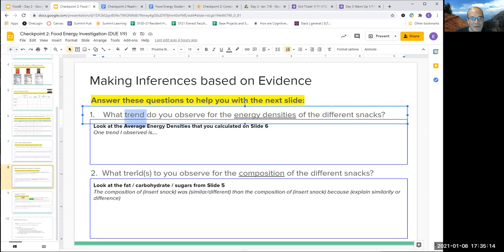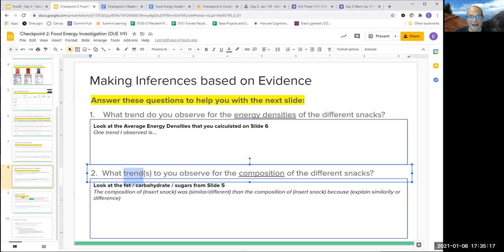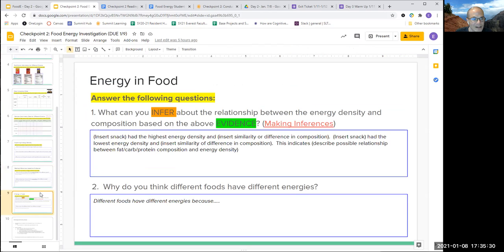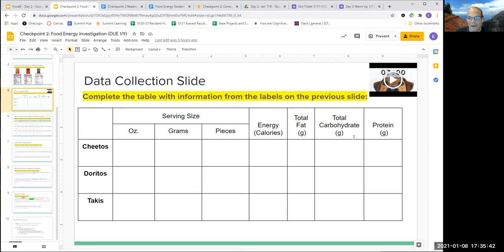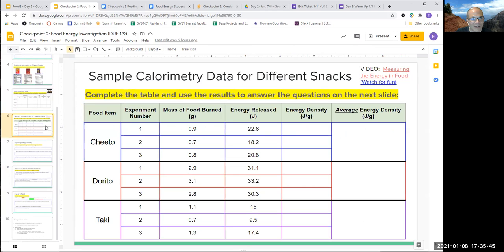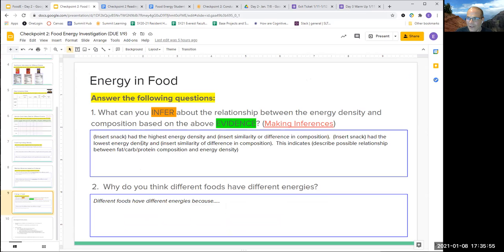And we're asking about trends or just patterns that you see in the calculations that you did or in the data that you put into the table. So what patterns do you identify? And we just want you to tell us what you observe. And then once you've done that, slide 9 is the last slide. But this is asking you to say, okay, if we know what the composition of these foods are from our slide 5, and we have this average energy density, which tells us kind of the amount of energy in each food, then what is it that we can say about these 2 trends that we might identify?